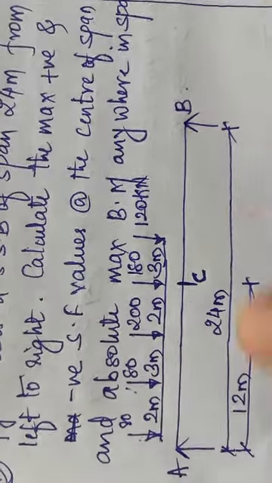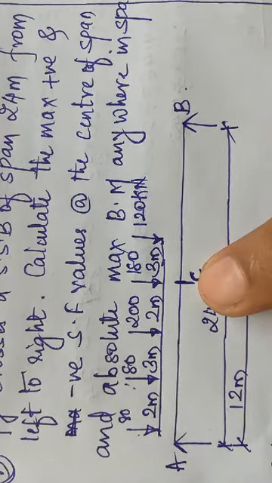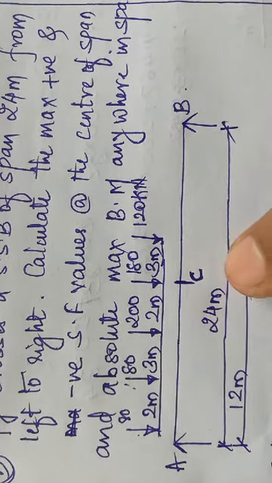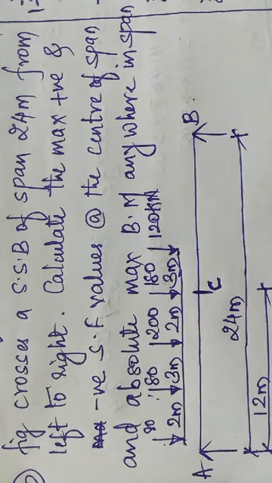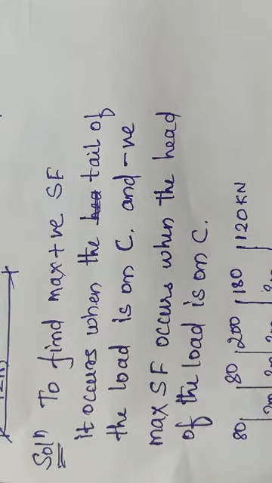So this is the beam given, these are the loads, and we have to calculate the positive and negative shear force at C and the absolute maximum bending moment. So let us first find the maximum positive shear force. We know the maximum positive shear force occurs when the tail of the load is on C, and the negative maximum shear force occurs when the head of the load is on C.